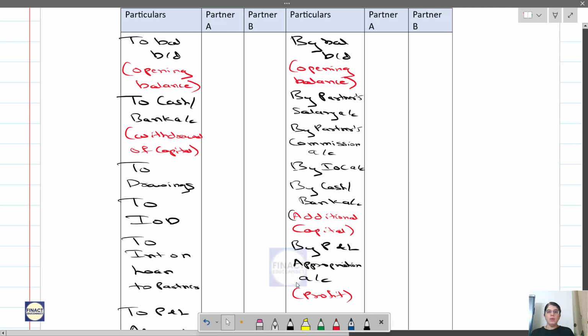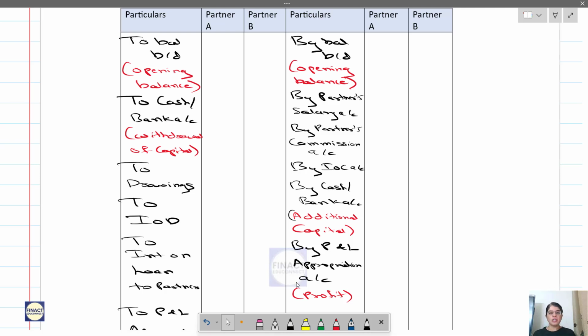Now you have understood what is a current account and what is a capital account. So understand this thing. Whenever in the question they give you whether it's a fixed capital method or fluctuating capital method, if it's a fixed capital method, then all those entries of interest on capital, interest on drawing, then partner's commission, partner's salary, etc. will go to your partner's current account. Otherwise, if they have not given you anything, then you can assume that it's a fluctuating capital method and you can transfer it to partner's capital account. Okay, clear? No doubts here?